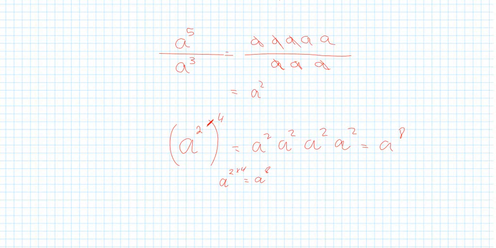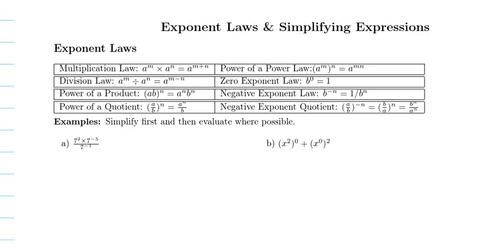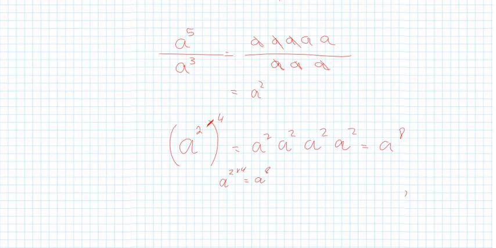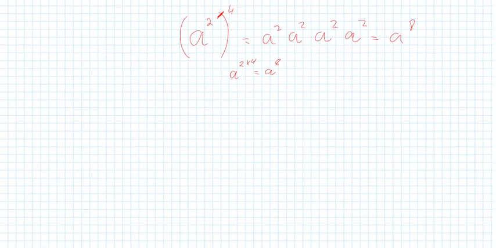Let me put it here. That's this law right here. The power of a power. Okay? When you have base a to the power of m to the power of n, we multiply the exponents. Are we good with that? So I'm going to go back to now this law, which is power of a product. You guys stop me if there is anything that doesn't make sense and you need me to repeat, please.